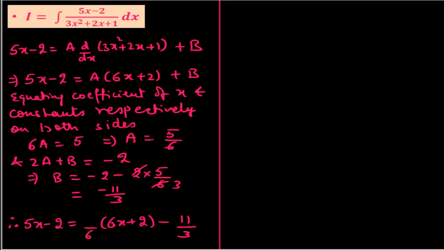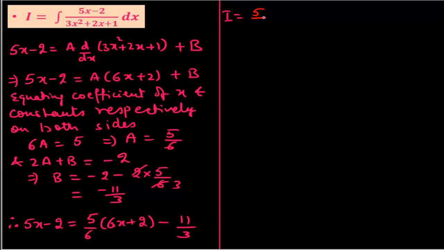So the numerator a is 5 over 6 here. Okay, so this is the new way of writing 5x minus 2. If you expand it and solve, it will come out to be this only. So you can see in the question 5x minus 2 is getting divided by this. So we will break it into two integrals: this whole divided by the quadratic polynomial separately, and this divided by the quadratic polynomial separately. So we are breaking our integral into two integrals.